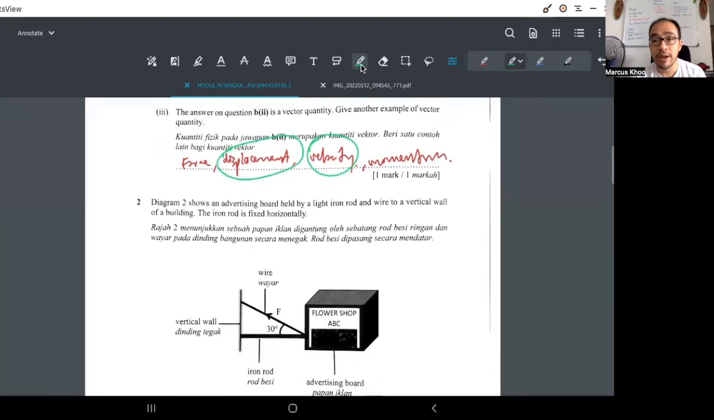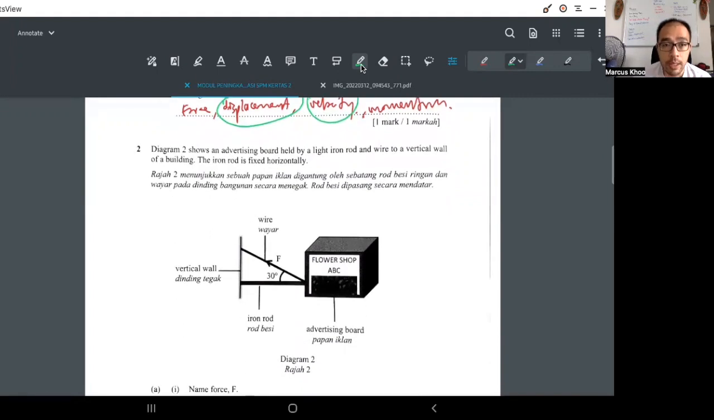But these are very basic questions. Vector quantities, of course, don't forget the opposite of it is scalar quantities. Scalar quantities are quantities which have magnitude but no direction, like mass and time. All these are scalar quantities.